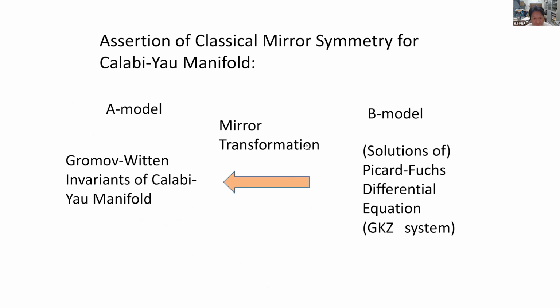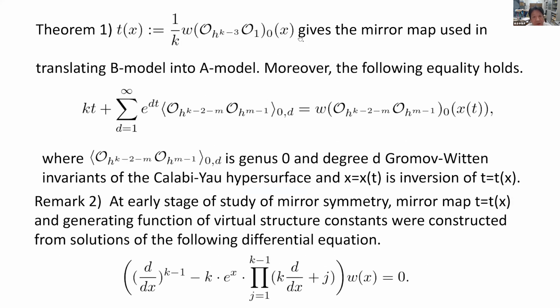So this is the coordinate change of the mirror transformation, right? And then by substituting the inversion of x_n equal to x_t, i.e. t equal to t(x), the inversion of this mirror map, the W generating function turns into a generating function of Gromov-Witten invariants, which counts the rational curves in the Calabi-Yau manifold. So this is a non-trivial result. This is the idea of mirror symmetry.